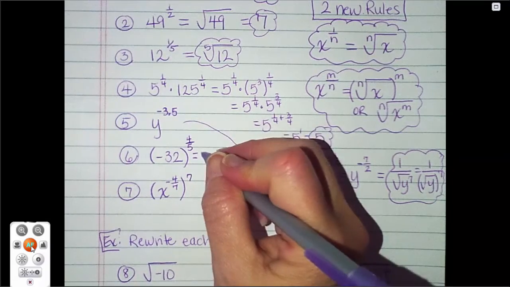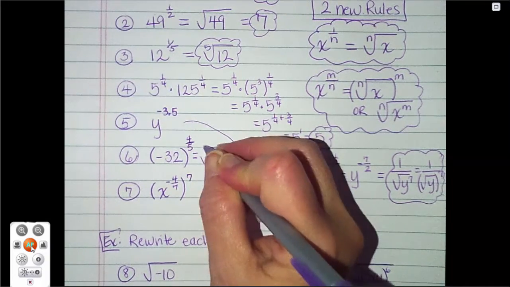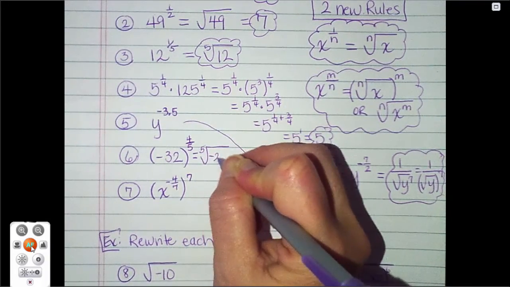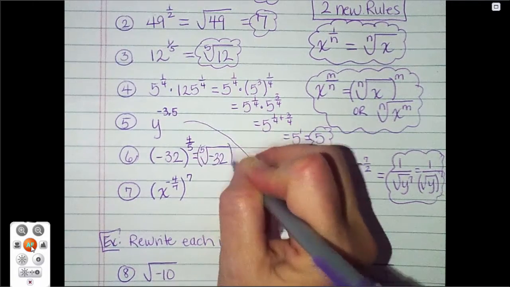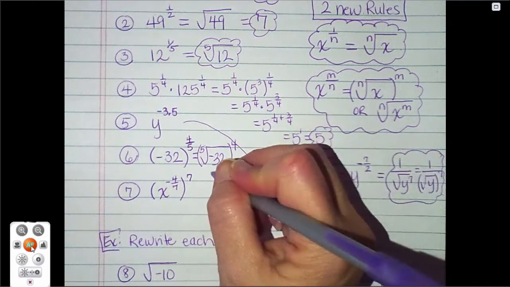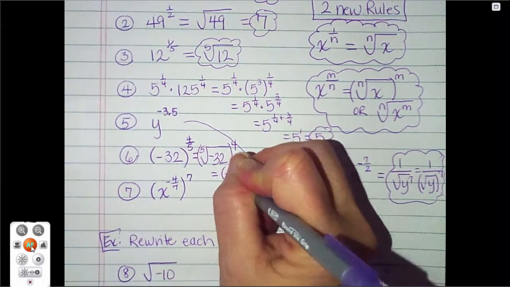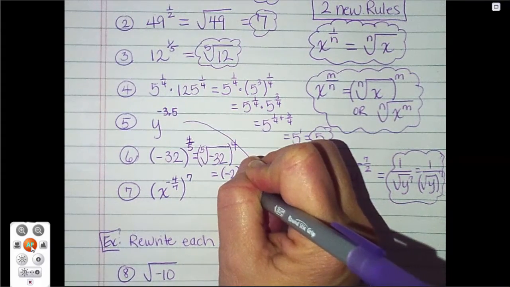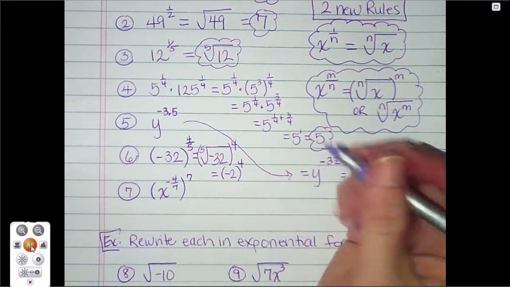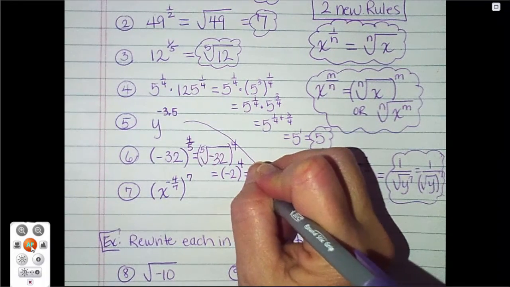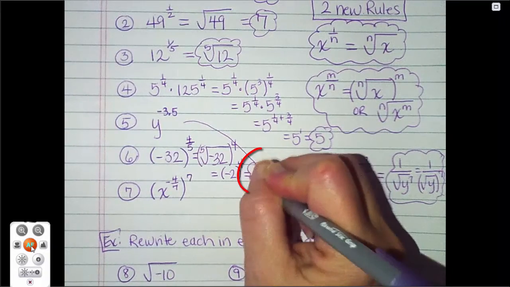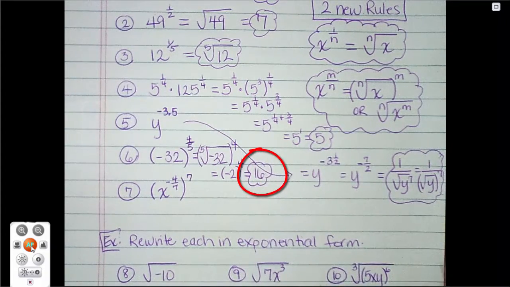Negative 32 to the 4/5 is the 5th root of negative 32 to the 4th. The 5th root of negative 32 is negative 2, and that's to the 4th. Negative 2 to the 4th is 16. So negative 32 to the 4/5 is 16.